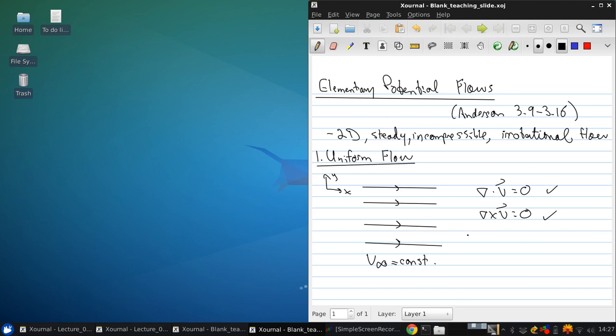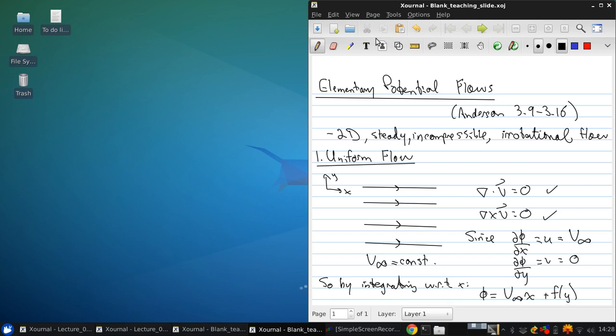And this is since the velocity potential x derivative is u, so in this case that's V infinity, and the y derivative is v, this is zero, so by integrating with respect to x, we can get that the velocity potential was V infinity x, plus some function of y.